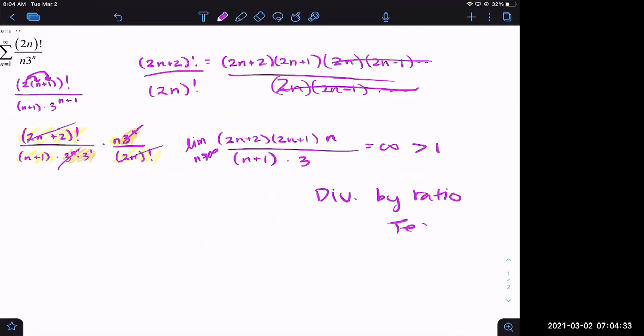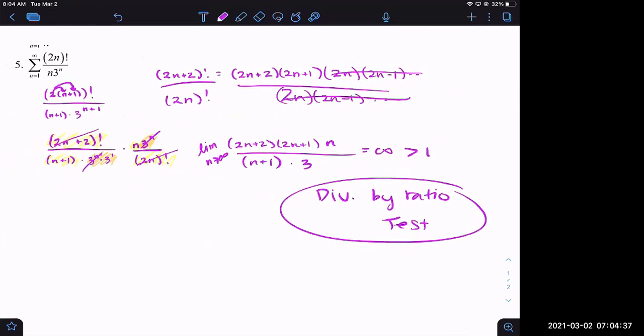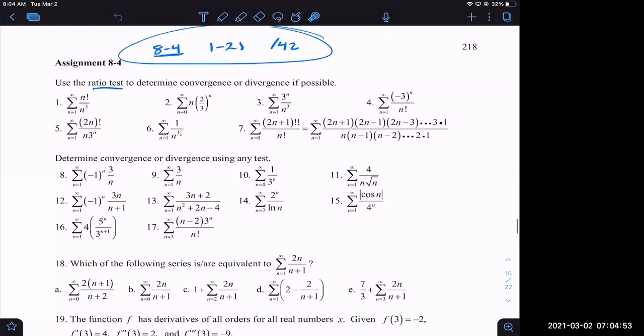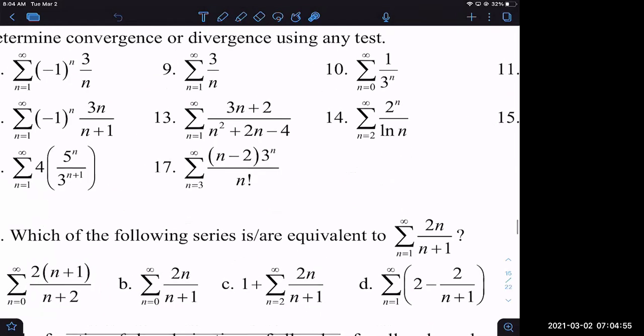What would have been an easier test to prove divergence? Even easier than that? Nth term test. The numerator of the original one goes to infinity faster than the denominator. So if I didn't have to use ratio test, nth term test would have been a lot faster. Okay, then number 13. Number 13, this one we can use any test we want.